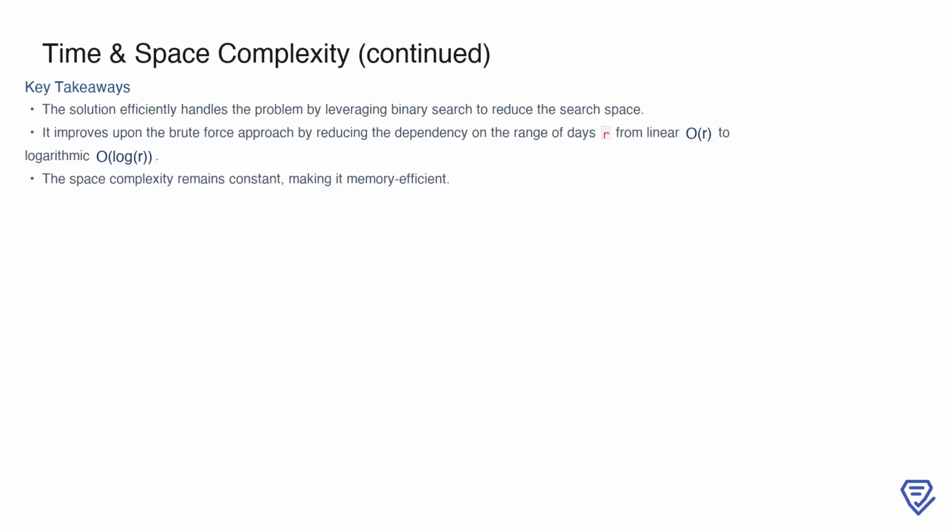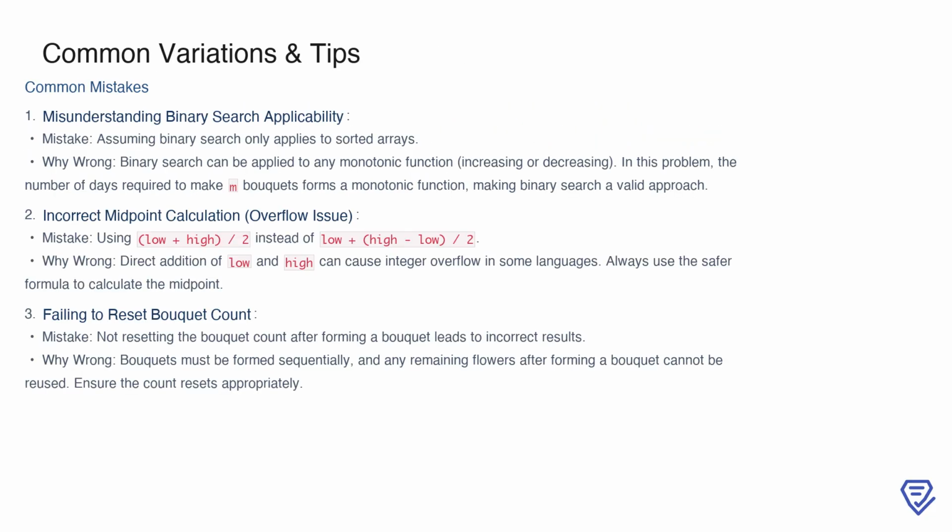These optimizations are particularly valuable for handling large input sizes, making the solution both practical and scalable. This section highlights some common mistakes to avoid when solving this problem. First, there's a misunderstanding about where binary search is applicable. Many assume it only works on sorted arrays, but that's not the case. Binary search is perfectly suited for monotonic functions, meaning functions that are either entirely increasing or decreasing.